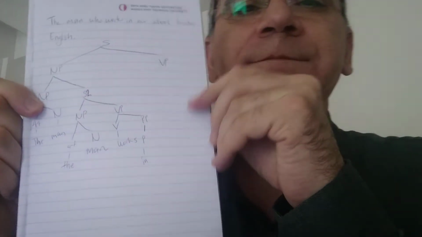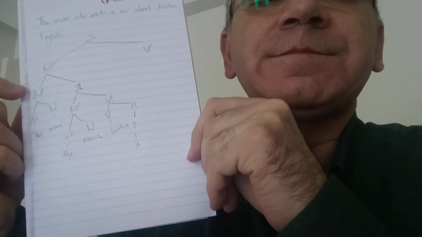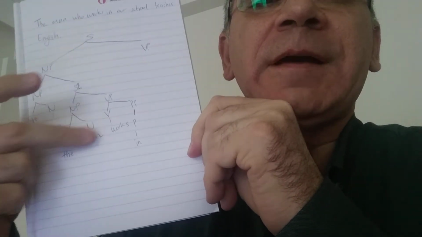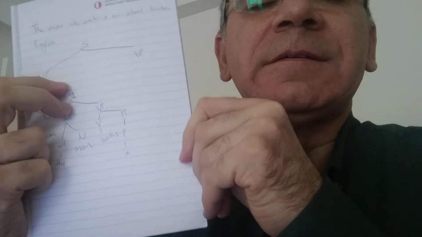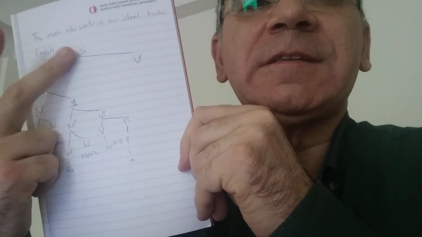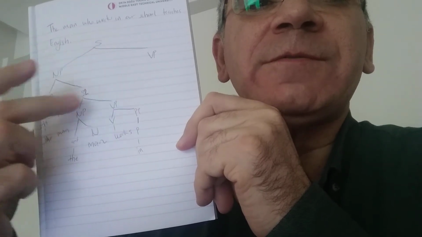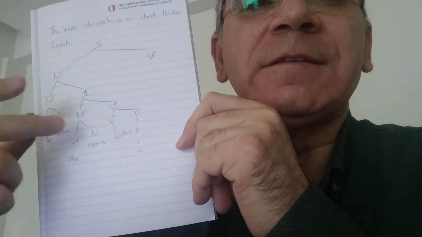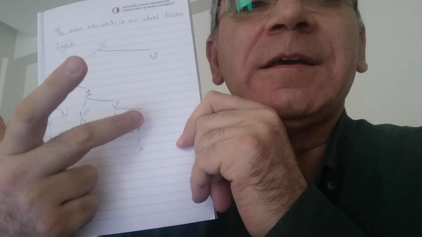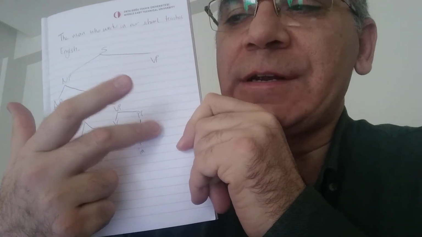Look at here now. Okay, the man works in. Like the top sentence, we have to write a second sentence here and divide it into two, noun phrase and verb phrase. Noun phrase is the man, article noun. Verb phrase is verb and prepositional phrase. Preposition is in. And then we have our school here. Our school is a noun phrase. In the noun phrase, we have two nouns.